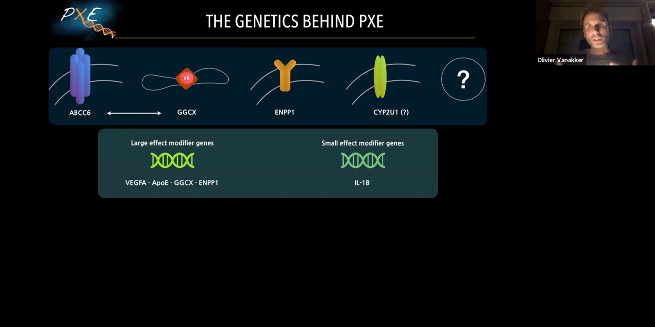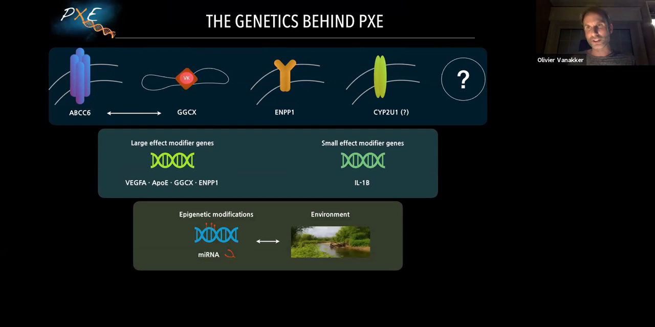Second, you have the modifier genes, the layer below that, that will not cause the disease, but that will influence how it progresses and how it evolves, either large effect modifier genes or small effect modifier genes. There is a third layer that I haven't discussed now, which is called epigenetics, which will really do the fine-tuning of the disorder, and is sort of important for the interaction between your genetic material on the one hand and the environment on the other hand.